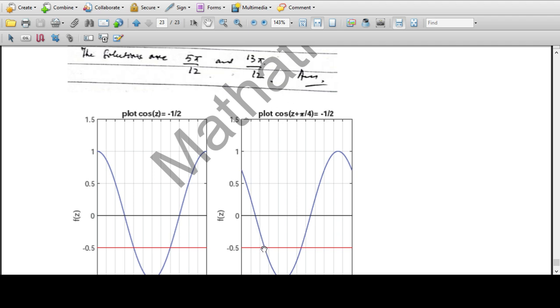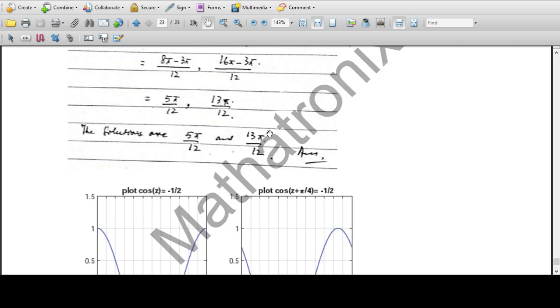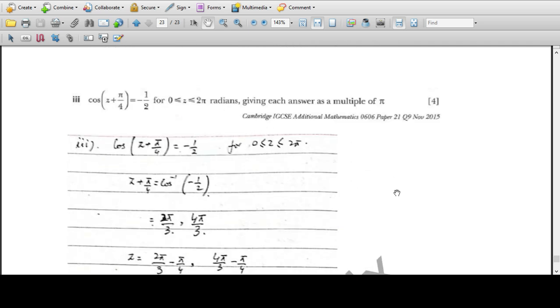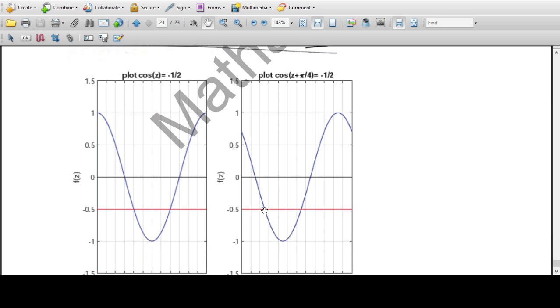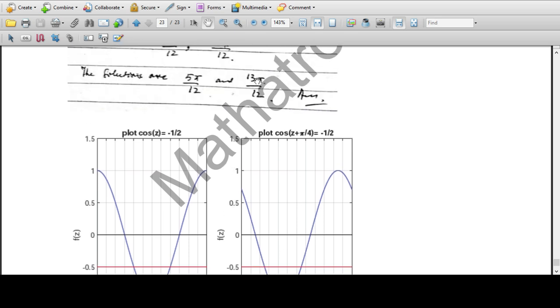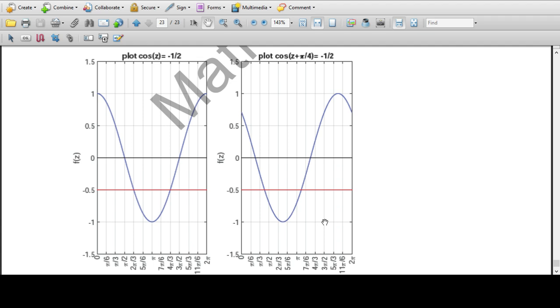So here we have this minus 0.5 intersecting at minus 0.5 at 5 pi by 12, here 5 pi by 12, and 13 pi by 12 here. After pi, this is 13 pi by 12. This is pi. So we have these two solutions in this graph.